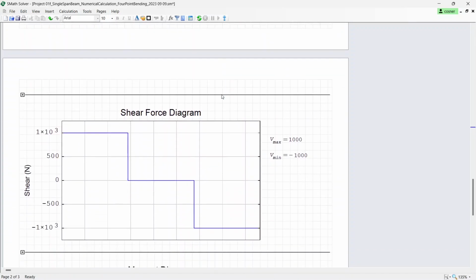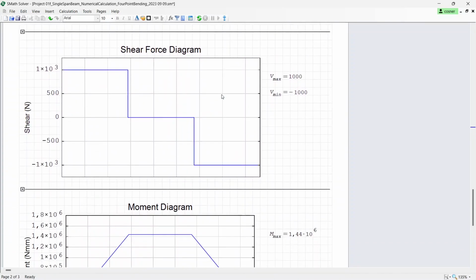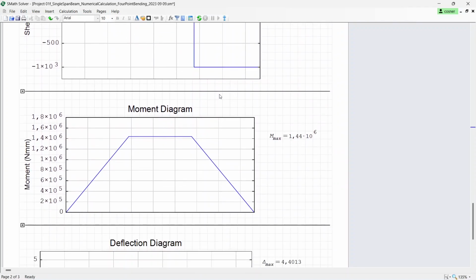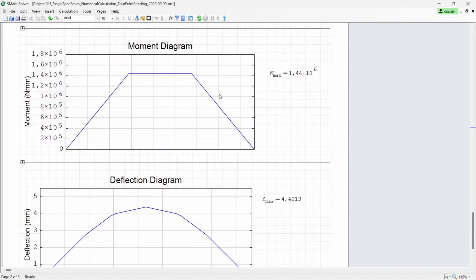I'm showing this because I thought it could be useful for somebody who carries out four-point bending tests in the lab and want to compare the results with a theoretical solution.